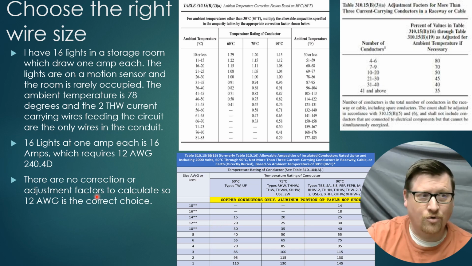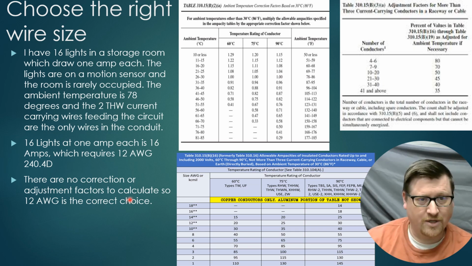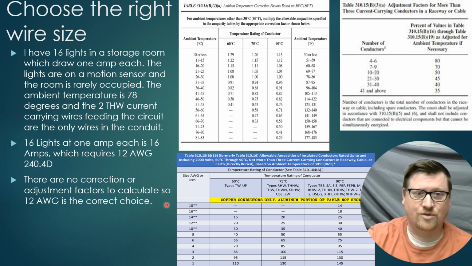Since there are no correction or adjustment factors to adjust what we need to do, 12 is going to be the correct choice for this circuit. And so that's the wire that we're going to choose for this circuit.